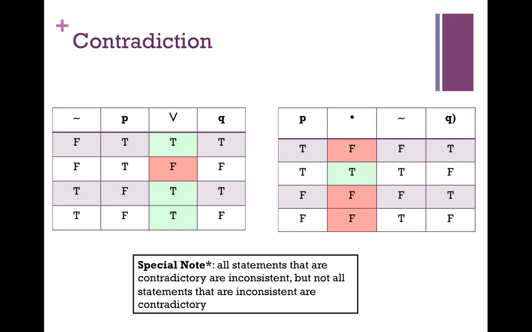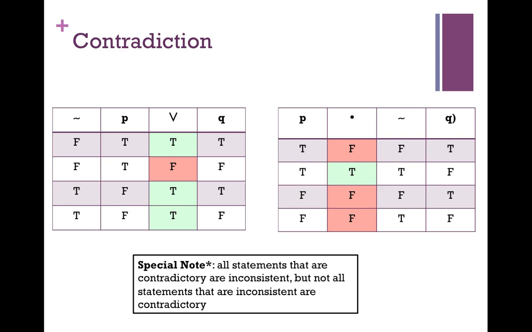Now, I want to point out that all statements that are contradictory are inconsistent, but not all statements that are inconsistent are contradictory. If you recall our definition, to be inconsistent just means that the two propositions are never true in the same row, which is actually going on here. But contradiction, you might say, is a special kind of inconsistency. For contradiction, the two propositions actually have the complete opposite truth value.